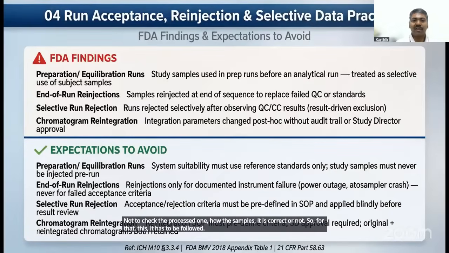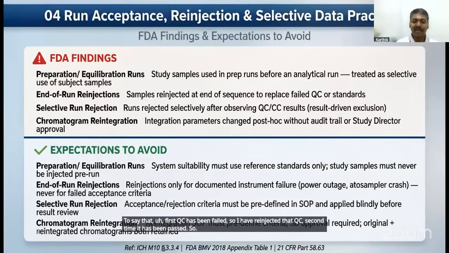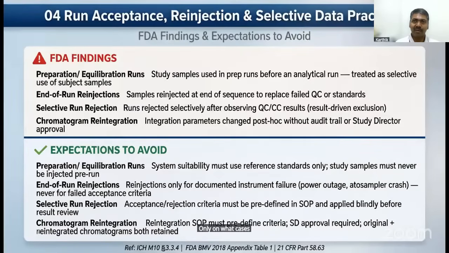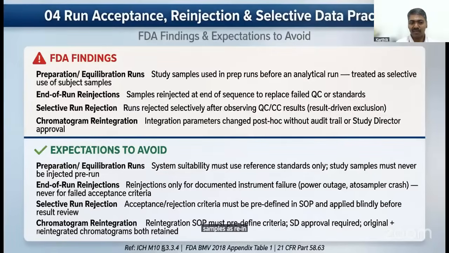And end of run re-injections. Some samples are re-injected at the end because the first QC failed. So I have re-injected that QC, and the second time it has passed. It should not be done like that. In what cases re-injections will be done has to be defined in the SOP. Re-injections should be done only due to instrument failure. Due to any acceptance failure of the samples, re-injection should not be performed.